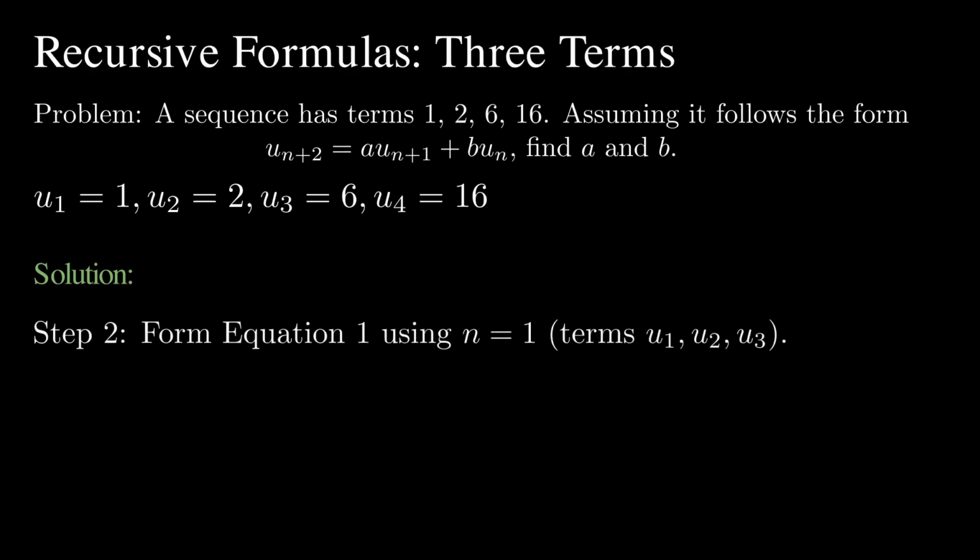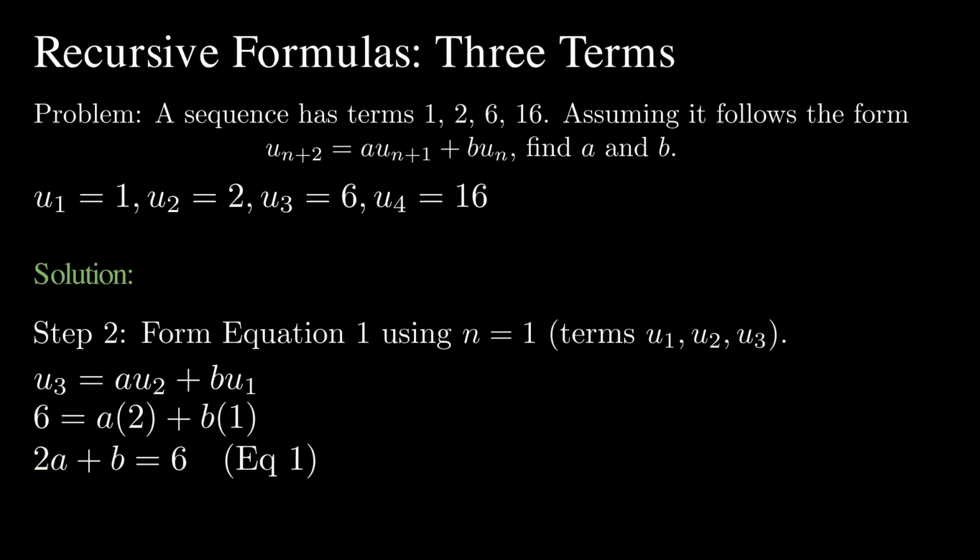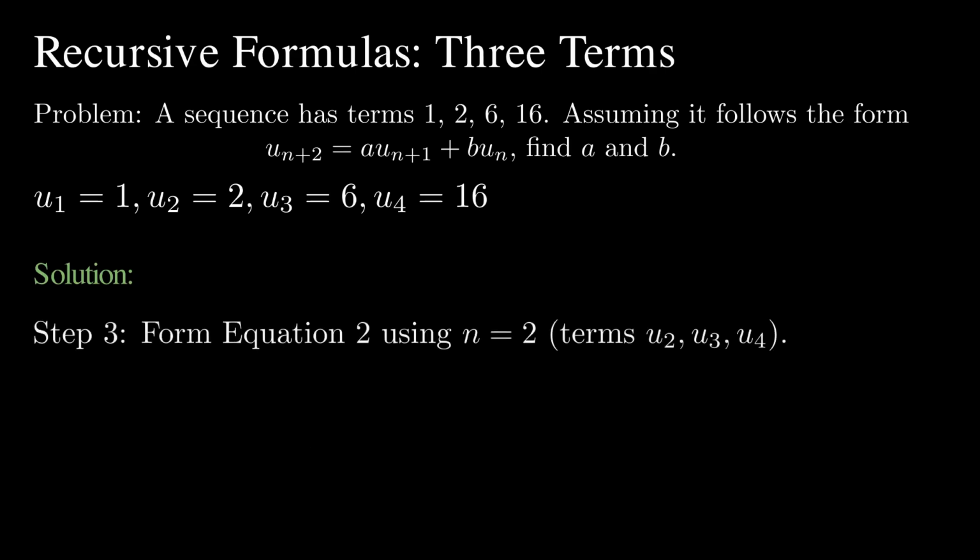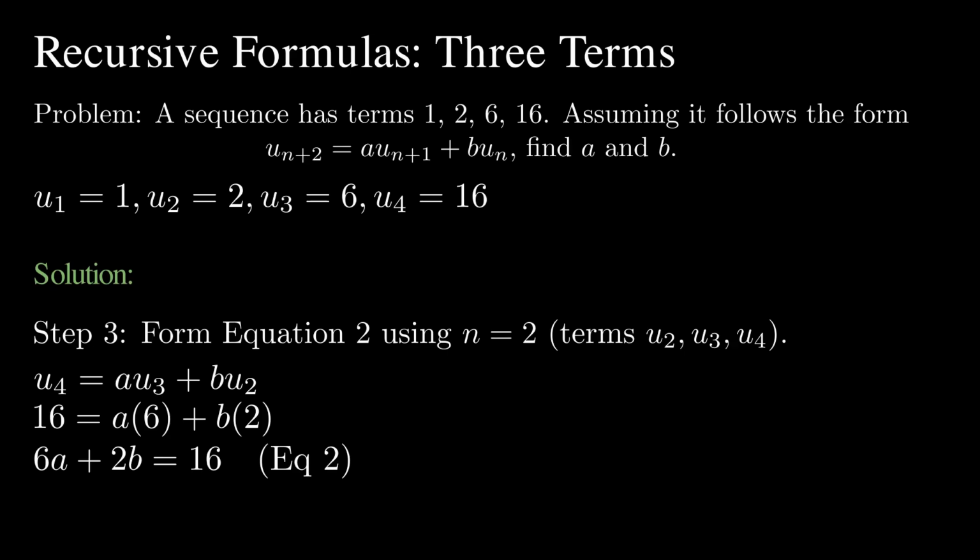Now we form our first equation by using the terms u1, u2, and u3. So when we set n equal to 1, this gives us u3 is equal to a u2 plus b u1. Substituting our values 1, 2, and 6, we get 6 equal to 2a plus b. In step 3, we form our second equation now. We use the terms u2, u3, and u4. By setting n equal to 2, this gives us u4 is equal to a times u3 plus b times u2. Now, replacing u2, u3, and u4 by their corresponding values, we get 16 equal to 6a plus 2b.